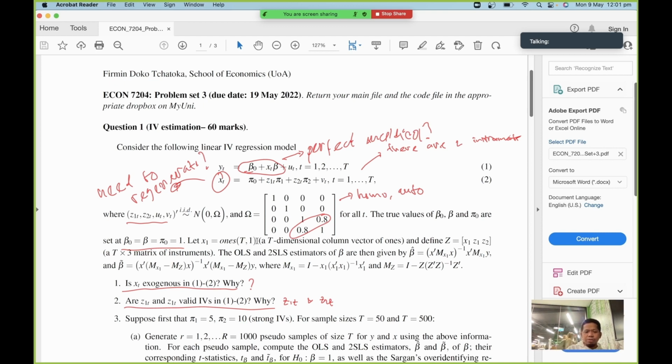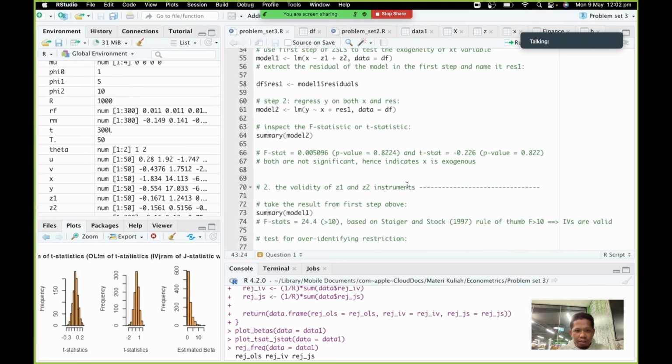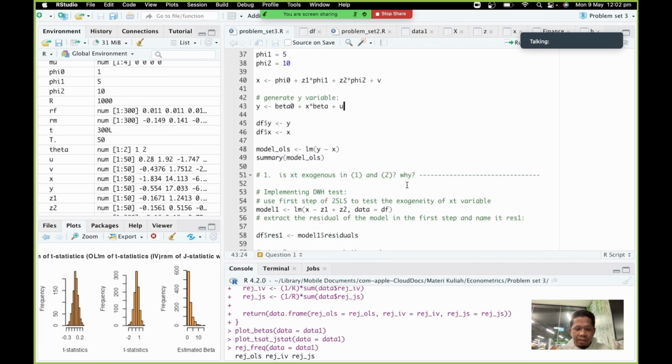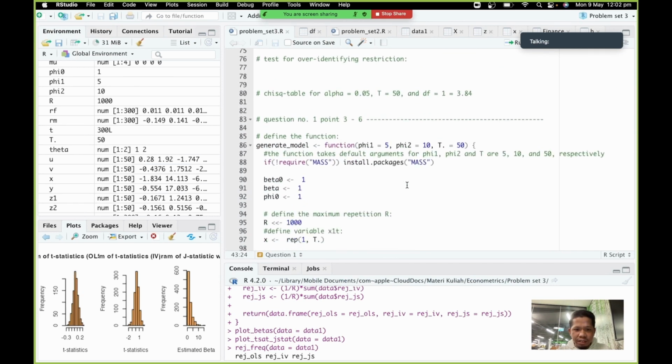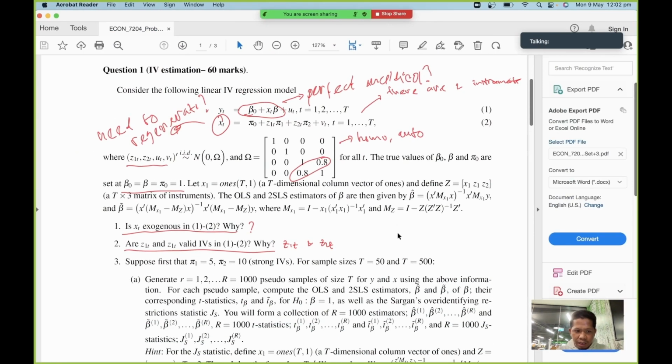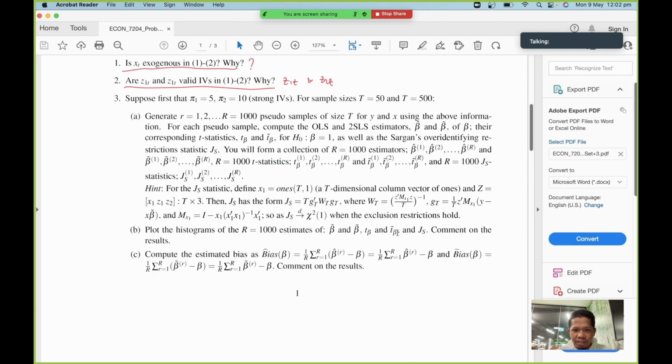So basically, based on the explanation from the professor before, we just have to pay attention to how to generate the data on z1, z2, ut and vt here. And we can look at the z and beta, and let's move to R, I guess. Let me focus just on the function here, because I have defined the function, and we have to define a function with arguments here. I put phi1, phi2, and T. Why? Because based on the question, they only ask for different phi1, phi2, and T, right?